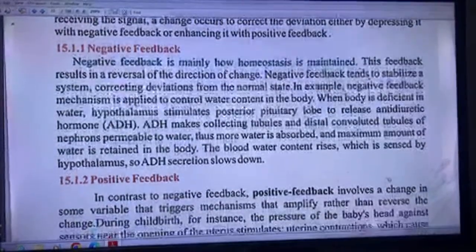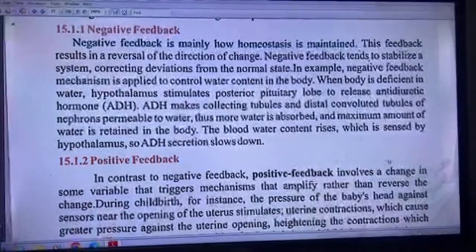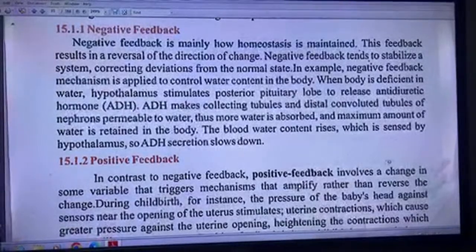Negative feedback is mainly how homeostasis is maintained. This feedback results in reversal of the direction of change. Negative feedback tends to stabilize a system, correcting deviation from the normal state. An example, a negative feedback mechanism is applied to control water content in the body.